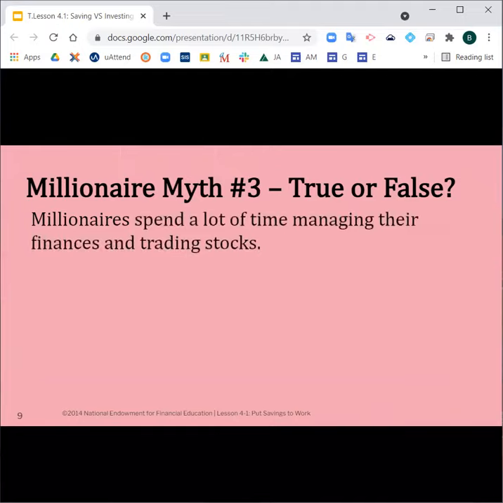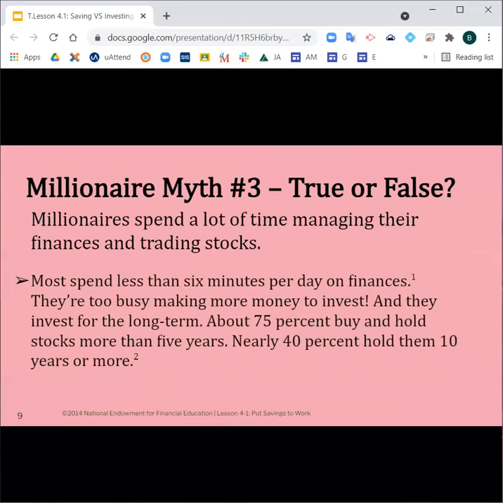Millionaire myth number 3, is this true or false? Millionaires spend a lot of time managing their finances and trading stocks. Do you think that is true or false? That is false. Most spend less than 6 minutes per day on finances. They're too busy making more money to invest, and they invest for the long term. So about 75% buy and hold stocks for more than 5 years, and nearly 40% hold them for 10 years or more. So when they're investing that money, they are really committed to investing for the long term. The longer that you hold a stock, generally the more money you're going to make and profit.